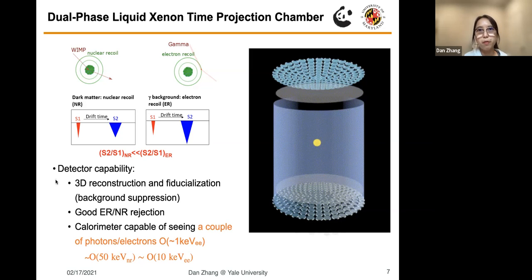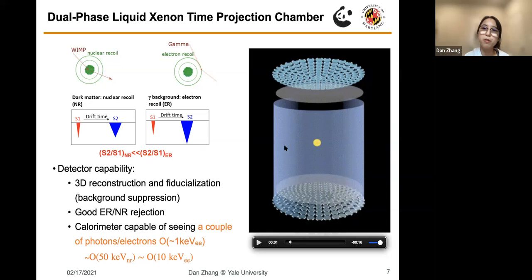The advantage of using a time projection chamber is that it is capable of reconstructing the position in three dimensions, and we can do volume fiducialization effectively to cut off a bunch of material backgrounds coming from the side, from all the way outside the detector. We also rely on a good separation between ER and NR by looking at the ratio of S2 over S1, which is the ionization yield over the scintillation yield, to suppress the great amount of electron backgrounds in our detector.